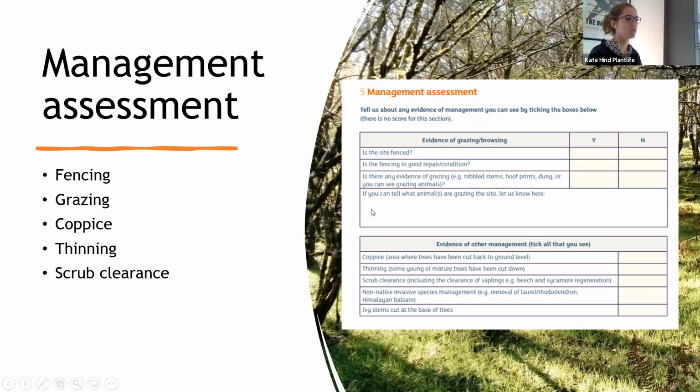We also want you to notice if there's any coppicing, any thinning, any scrub clearance, any management of the invasive species. And if you do see any ivy stems cut at the base of trees as well. So you can record all of that in this section. And there is a comments box after this as well, so you can write any of your observations.